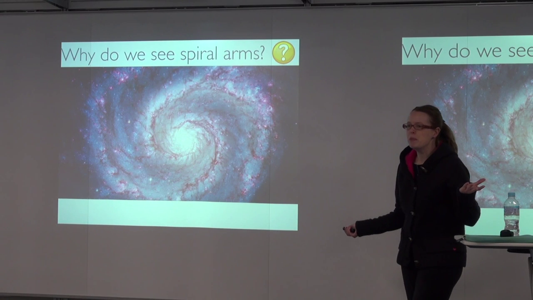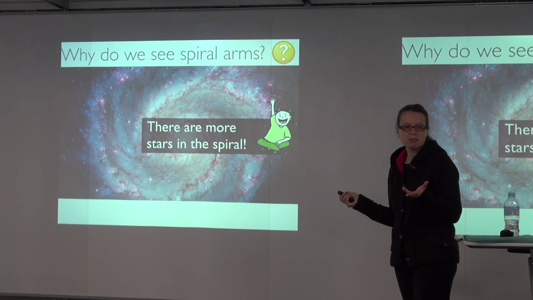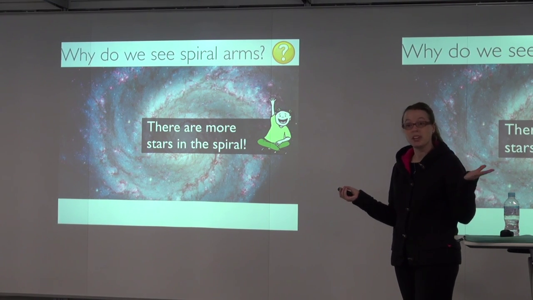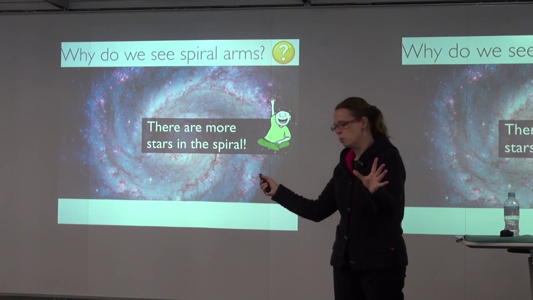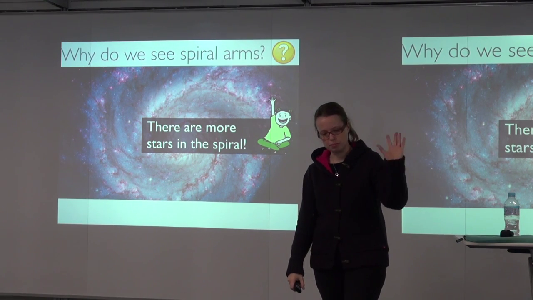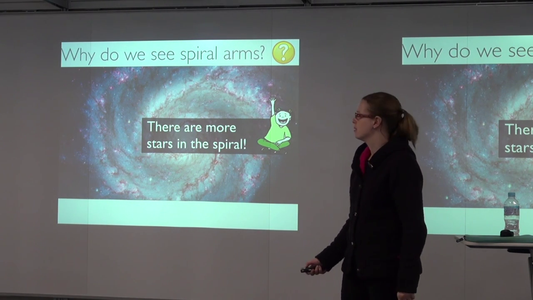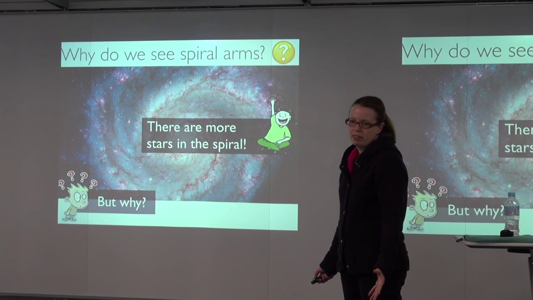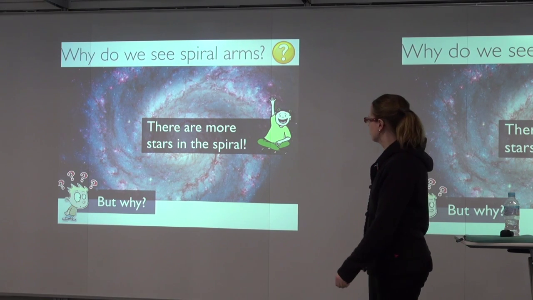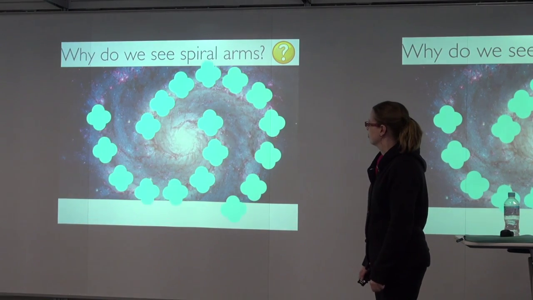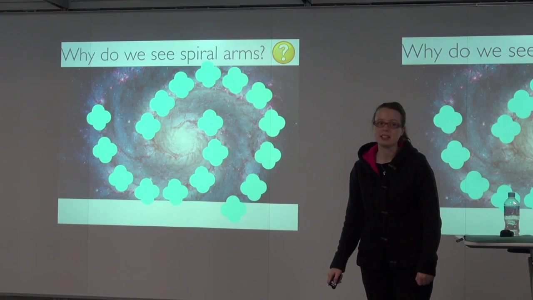Well, maybe the answer is very obvious. If there are more stars in the spiral, they're going to be more visible because we see the starlight. So is it just that simple? Well, there are more stars in the spiral, therefore we see the spiral structure. But you can take it one step further and ask, why are there more stars forming in this spiral arm? So let's just draw your clouds in and look at the possibilities.